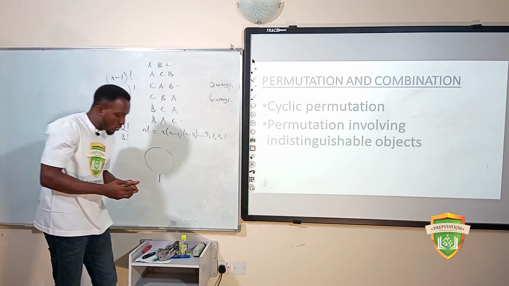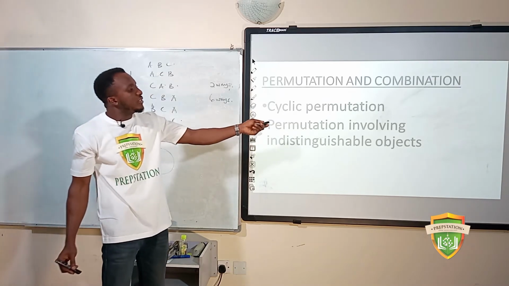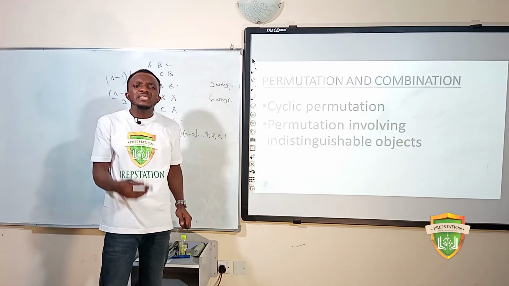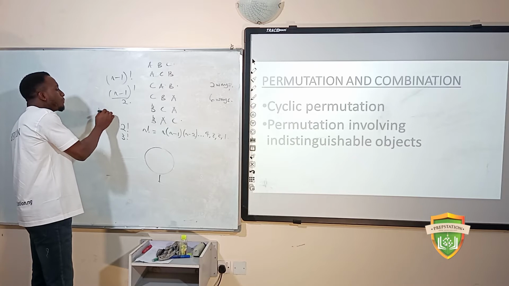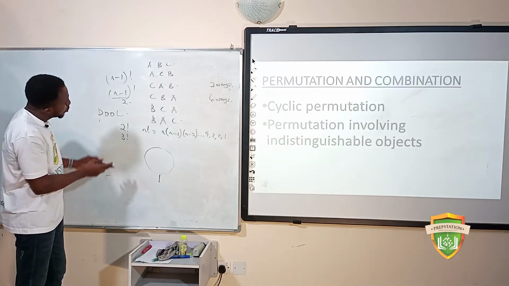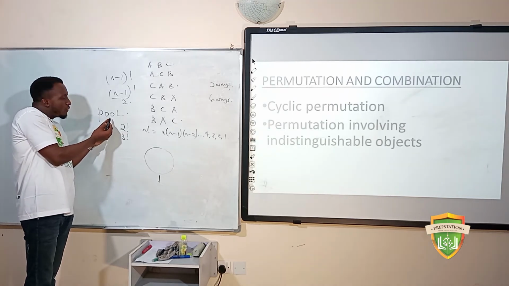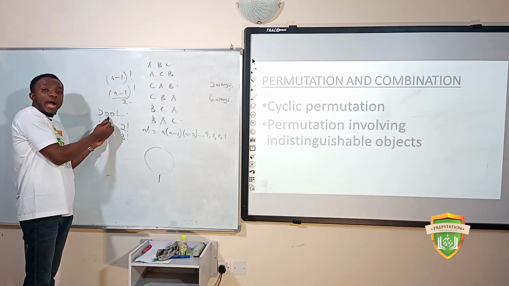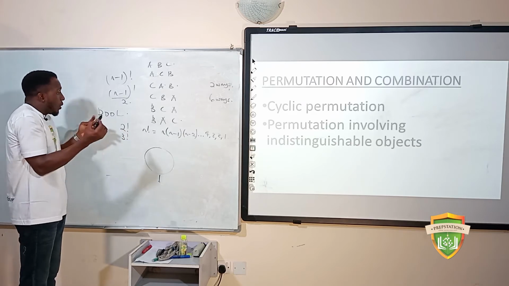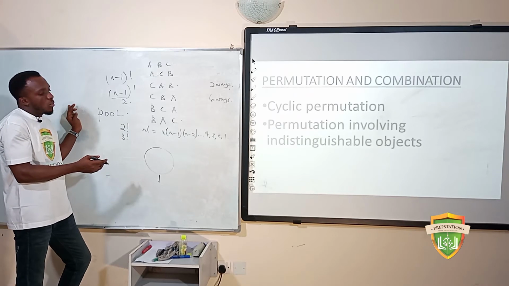So let's go quickly to the questions as we look at that. Now we also have another one, permutation involving indistinguishable objects. Let me explain. Now if you have the word pool, the question is, how do you arrange the letters of this word pool? Look very closely. You find that there are two letters that are the same, O. So these two are indistinguishable. Now, what do I mean by that? I mean, you don't know which one is the O. So how do you arrange something like this?